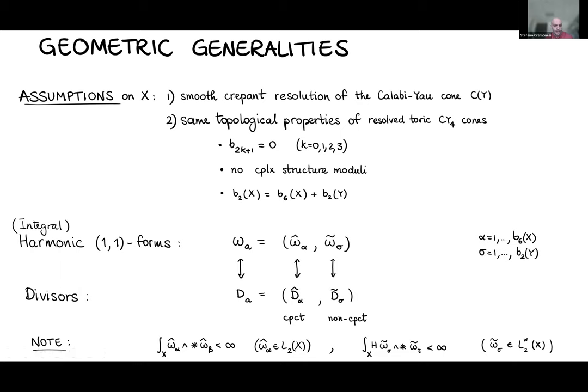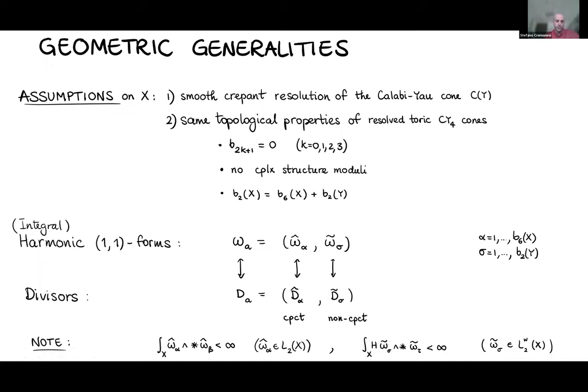And so correspondingly, since I will be reducing all sorts of forms, it's useful to introduce some harmonic (1,1) forms, which I can take to be integral. I will call them generically omega A, but I will split them in omega hat alpha, where alpha runs from one to the number of six cycles, and omega tilde sigma, where sigma runs from one to the number of two cycles in the Sasaki-Einstein.